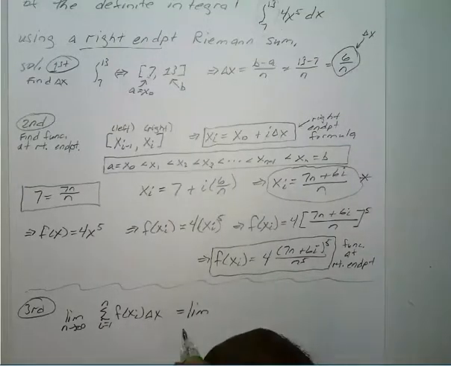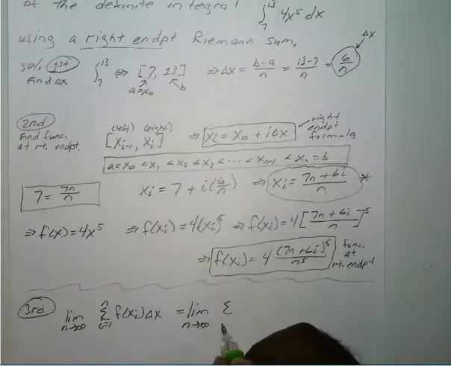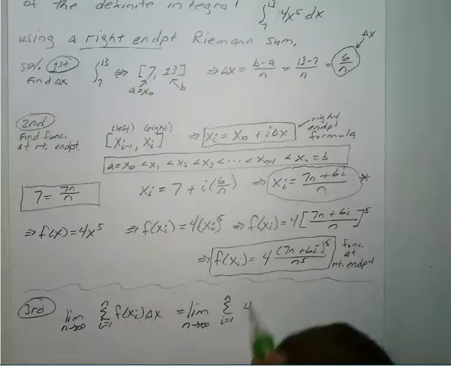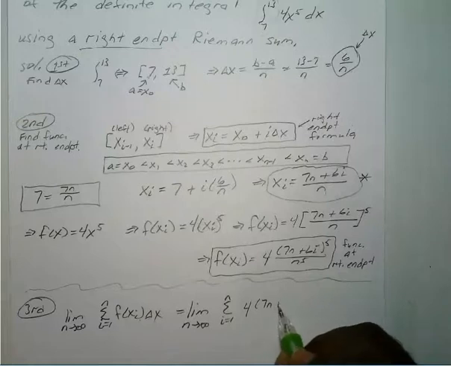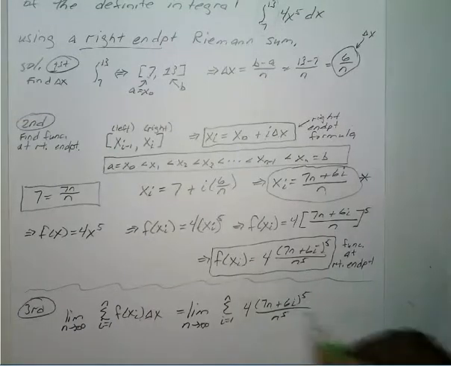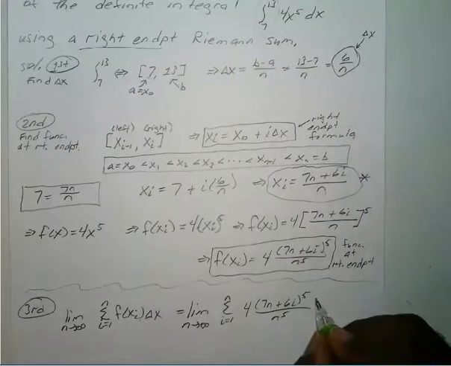So we go ahead and replace those two. So that's the limit as n approaches infinity of the sum from i equals 1 to n of f of x of i, which is 4 times (7n plus 6i) to the fifth over n to the fifth power, times delta x, which is 6 over n.